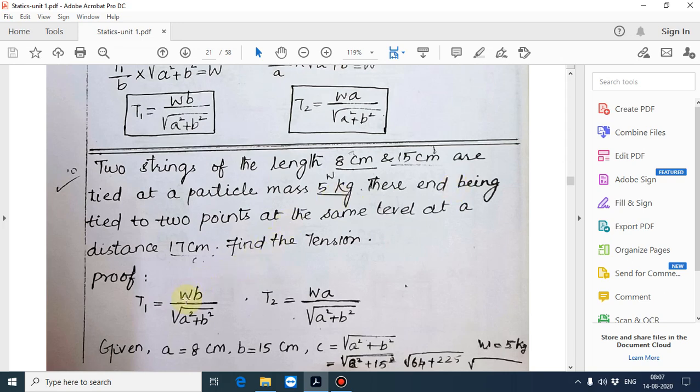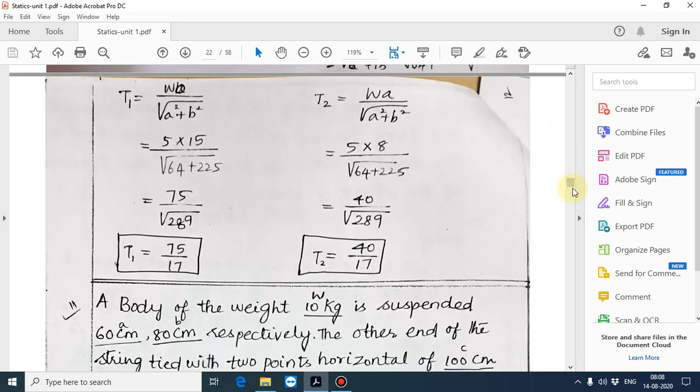The tension values we have found before: T1 is equal to WB divided by square root of A square plus B square, and T2 is equal to WA divided by square root of A square plus B square. Given here, A is equal to 8 centimeter, B is equal to 15 centimeter, and C, you know, is square root of A square plus B square. W is equal to 5 kg. Substitute those values for A, B and W, and you get the answer for T1 and T2. And for the next problem also, substitute the values and you will get the answer.